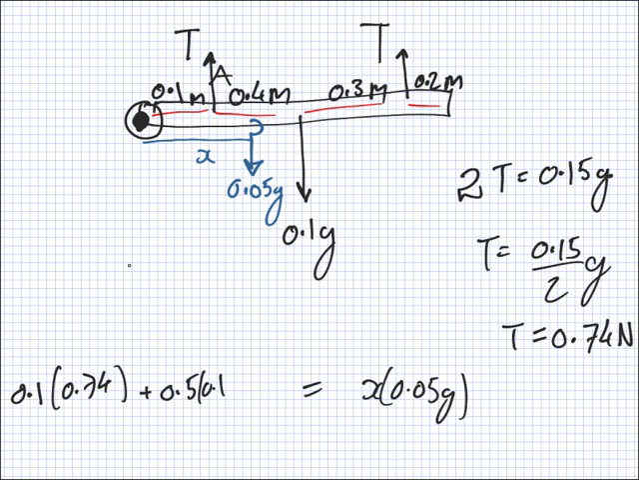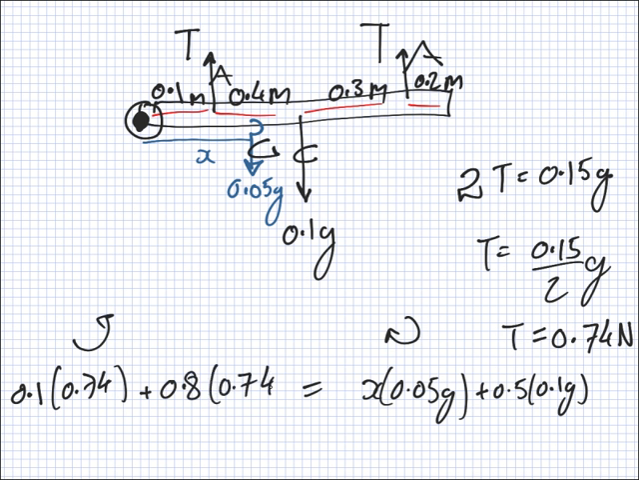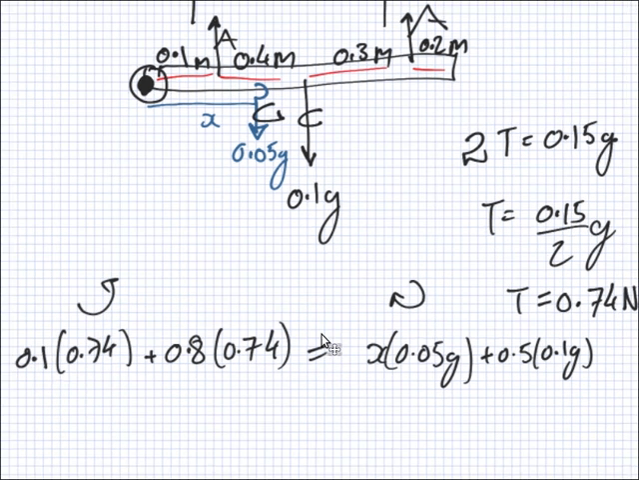Oh, sorry, the wrong side. This side is anti-clockwise. This one is clockwise. And this one is anti-clockwise. So I should put it over here, shouldn't I? Plus 0.5 times 0.1 g. Okay, that's clockwise. And this one is anti-clockwise. So plus 0.8 times 0.74. From here to there is 0.8. Okay, so let's see.